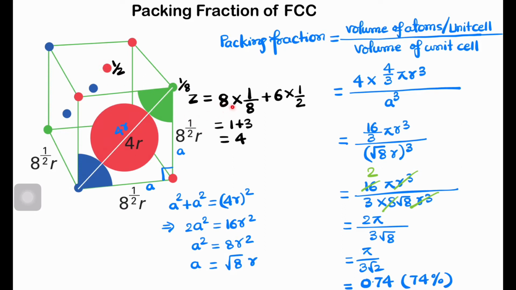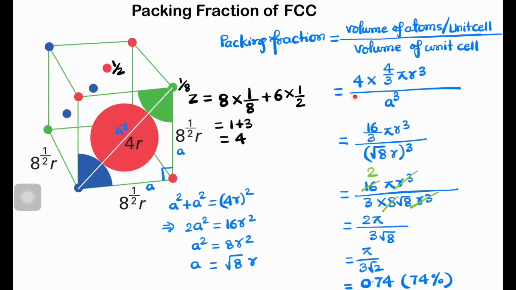And we know that the contribution of the corner atom inside the unit cell is 1 by 8th part of that. So it will be 8 into 1 by 8, plus the contribution of the face center atom is half. So it will be 6 into half, that is 3, and this is equal to 1. So the effective number of atoms, that is Z, is 4. So the effective number of atoms present inside the FCC unit cell is 4.